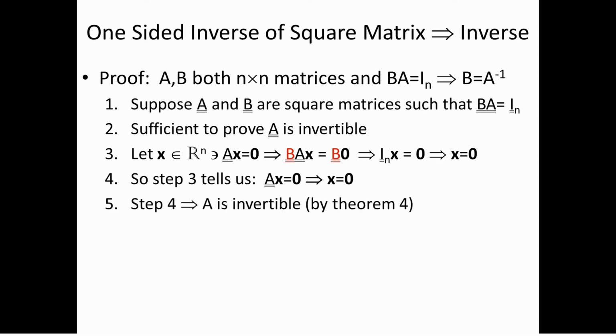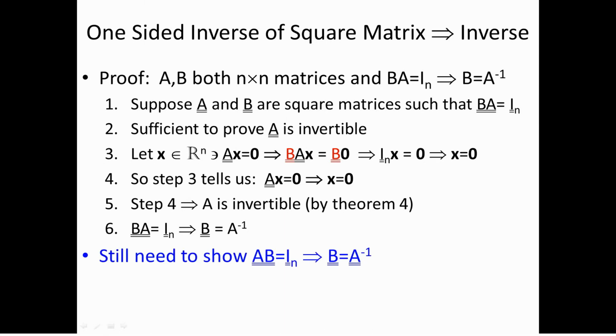And we know from step 4, therefore, that A is invertible by theorem 4. This was one of the 5 equivalent statements. And from which it follows directly that B is the inverse of A, simply multiplying both sides on the right by A inverse, since we know that A inverse exists.